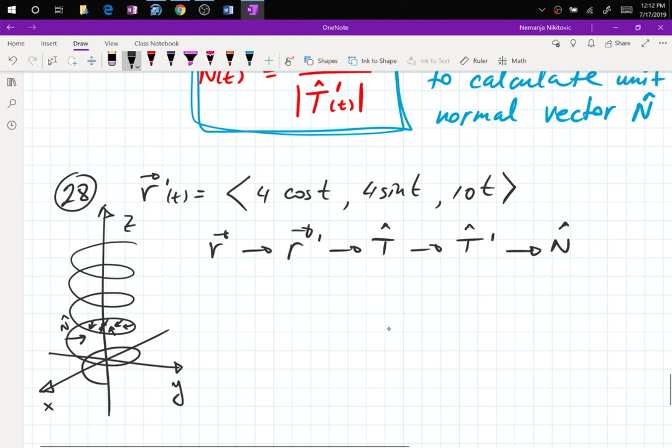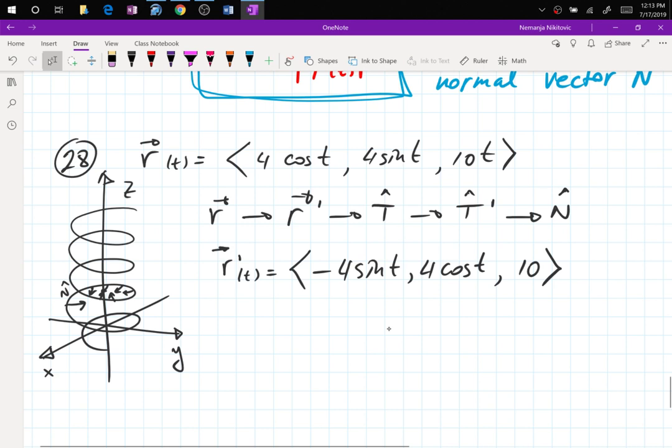Look at the string, right? So let's go with r prime. Guys, the r is given, not r prime. I don't know why I put an r prime here. It's not supposed to be r prime, it's supposed to be r. R is given. You come up with r prime as your first calculation: negative 4 sine t, 4 cosine t, and then 10. That's your r prime. We also need the magnitude of r prime so that we can compute the unit vector.